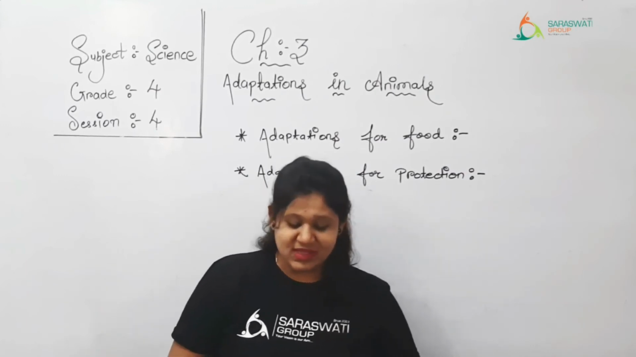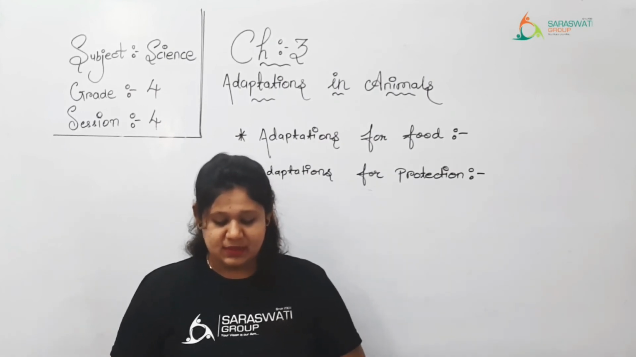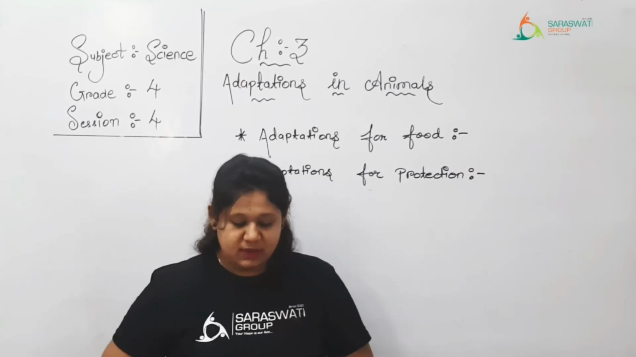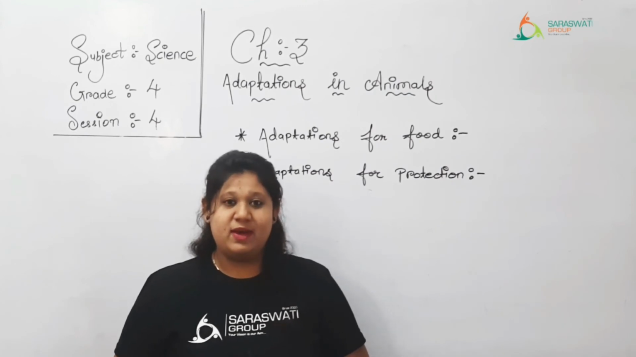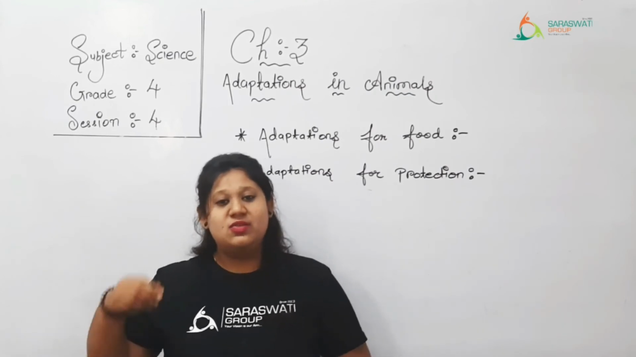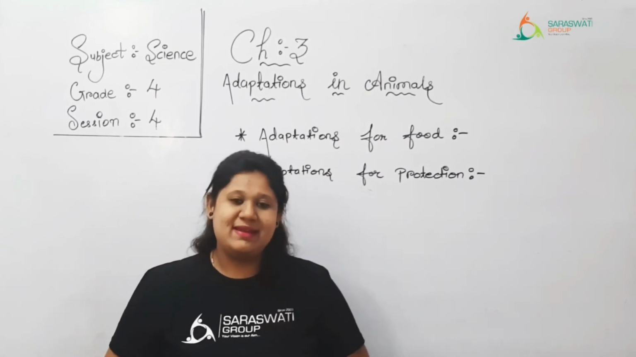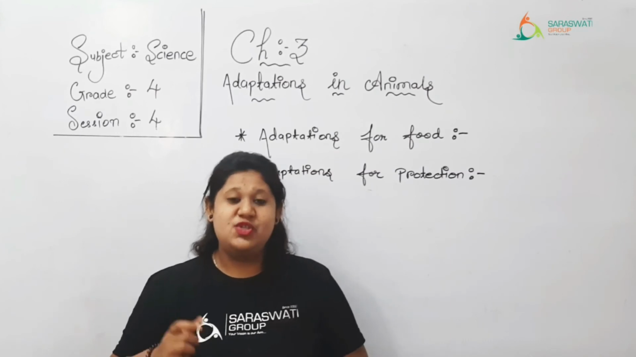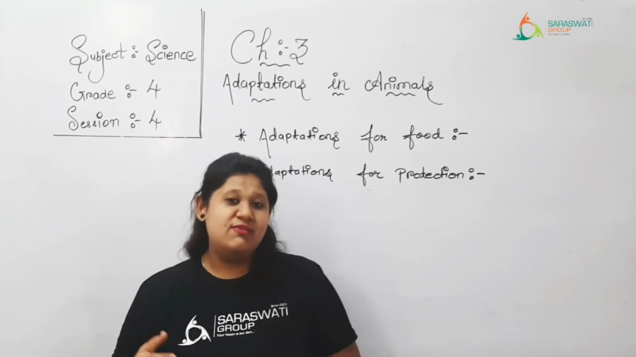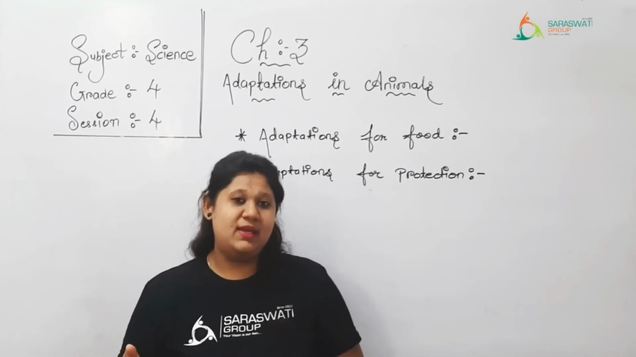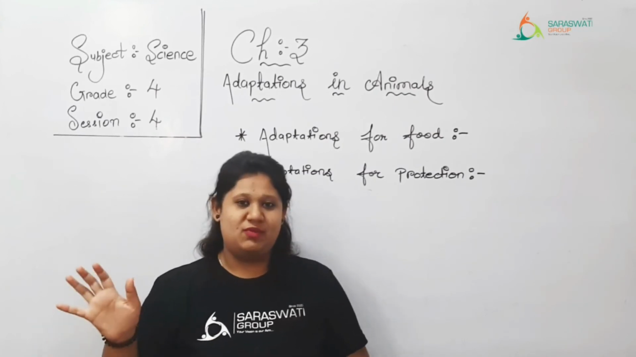Clear? Then after, some animals have body coverings that make them look similar to or merge with their surroundings. ऐसे भी animals हैं जो अपनी surrounding के background में से color change कर लेते हैं. तो उस वजह से वो identify नहीं होते हैं अपने predator को. This is called camouflage. Animals which can change their color according to their surrounding to save themselves from that predator. That kind of animals are called camouflage. Clear?